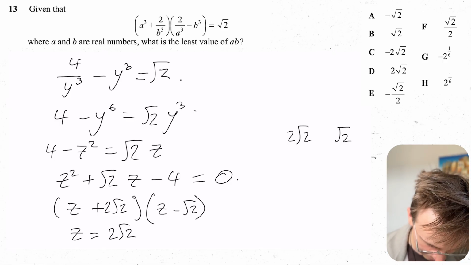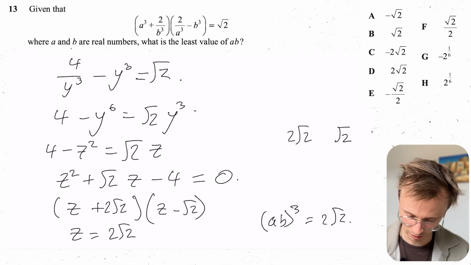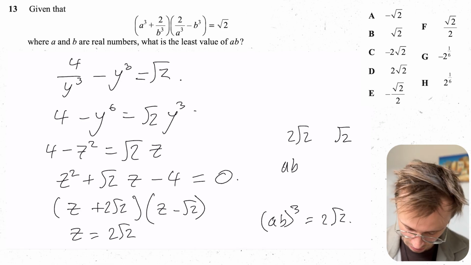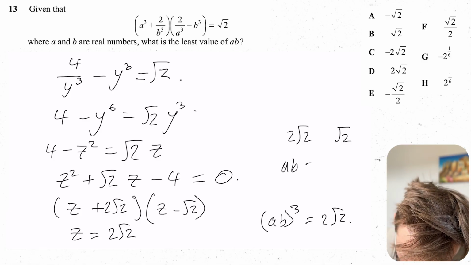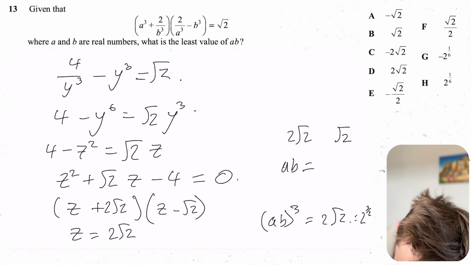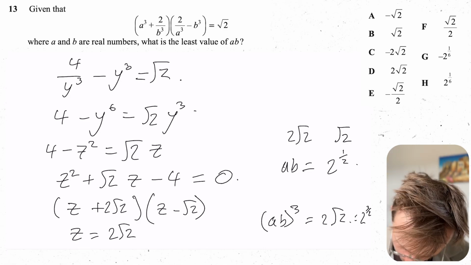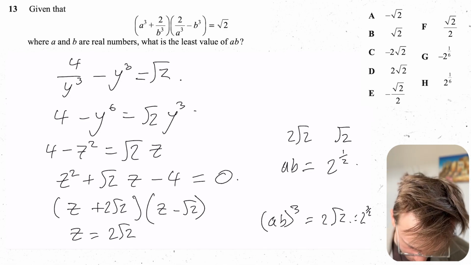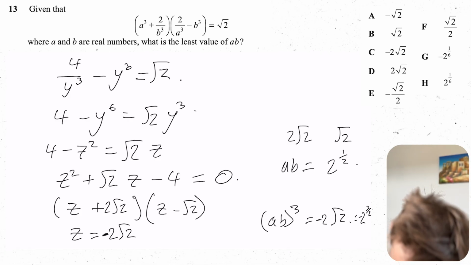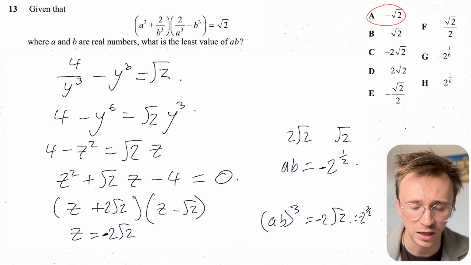But that's ab cubed equals 2 root 2. And then, so now I need to work out what ab is. And this is equal to 2 to the 3 over 2, so it's just 2 to the half. But could I have minus? I think I could have minus, because ab, no, I can't. But this should be minus, this should be minus, then this should be minus. So I'm getting minus root 2, which would be a.